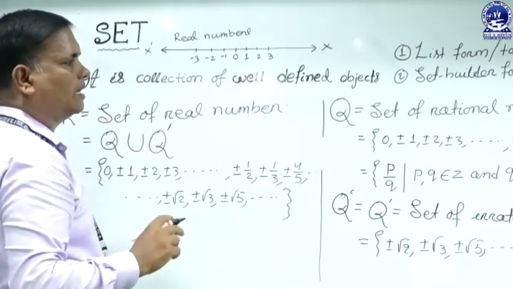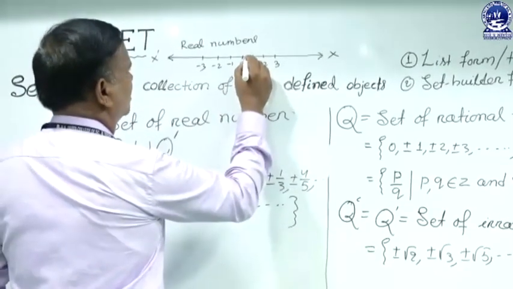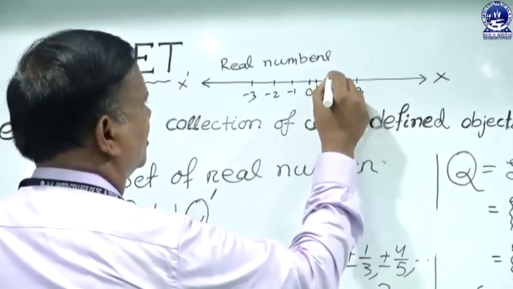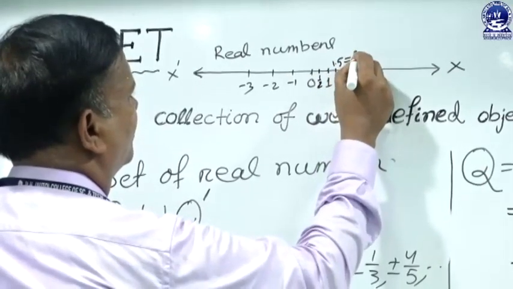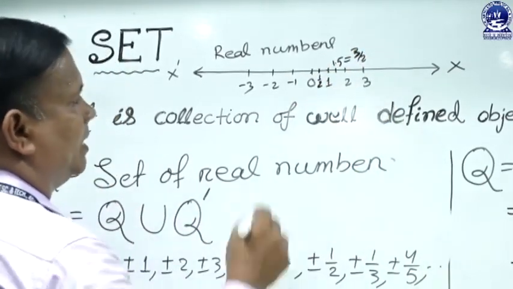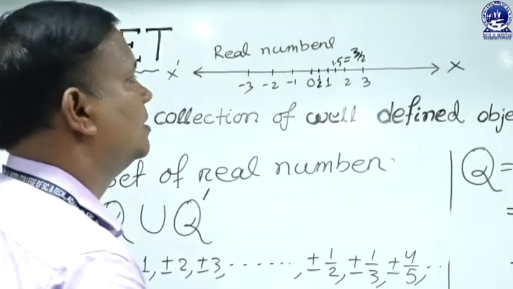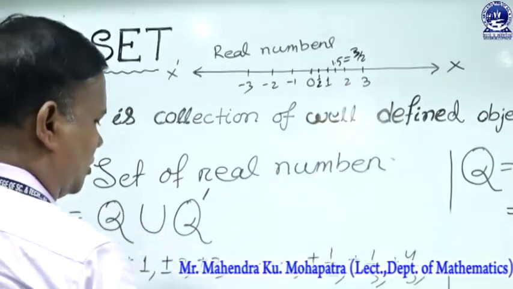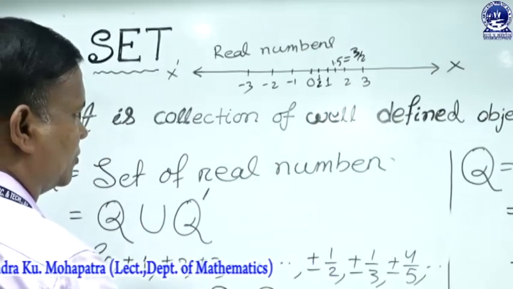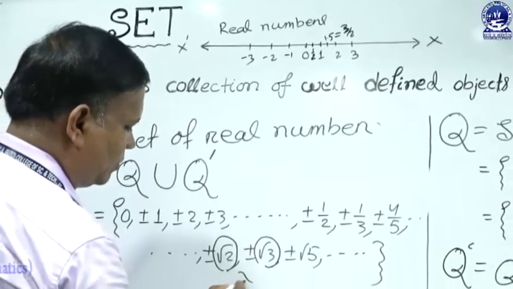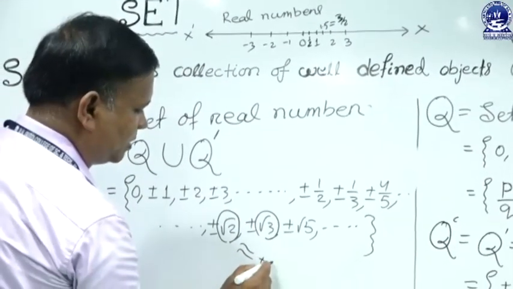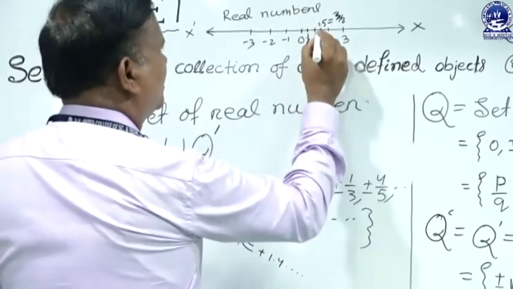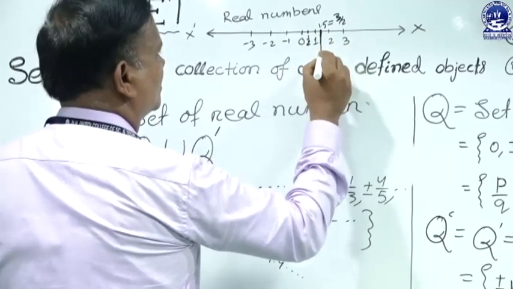Some numbers are rationals. Suppose 1 by 2 is a number. Suppose 1.5, that is 3 by 2, is also a number. There are so many rational numbers, but they are not continuous. Now the irrational numbers, plus minus root 2, plus minus root 3. The approximate value of root 2 is nearly equal to 1.4. So at 1.4 we can represent root 2.